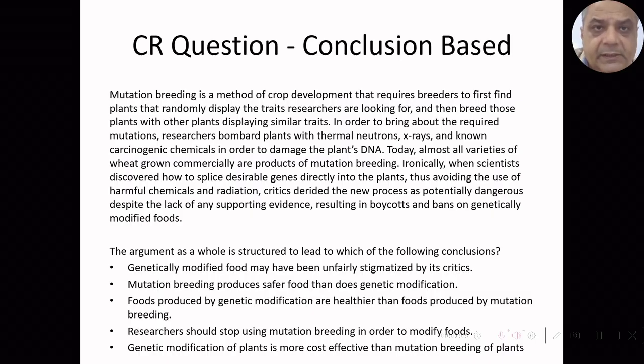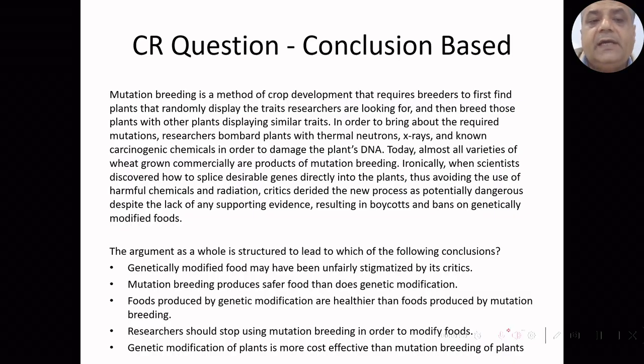It says mutation breeding is a method of crop development that requires breeders to first find plants that randomly display the traits researchers are looking for and then breed those plants with other plants displaying similar traits. In order to bring about the required mutations, researchers bombard plants with thermal neutrons, X-rays, and known carcinogenic chemicals in order to damage the plant's DNA. Today, almost all varieties of wheat grown commercially are products of mutation breeding.